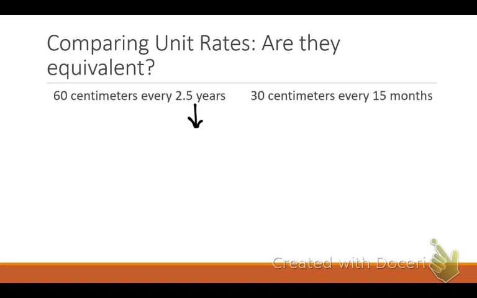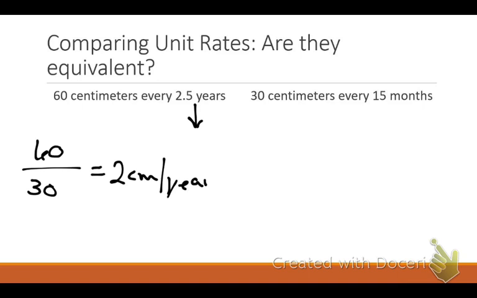How many months are in 2.5 years? Close. 24 is in 2 years, and then add 6 to get 30. So I have 60 over 30, which is 2 centimeters per year. And then I have 30 over 15, which is also 2 centimeters per year.